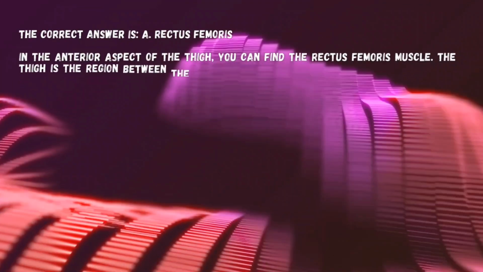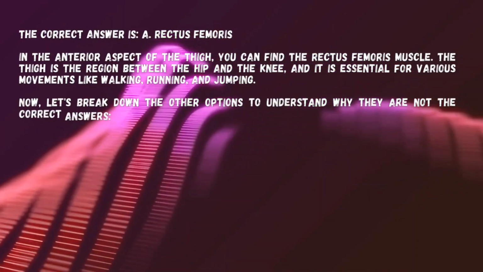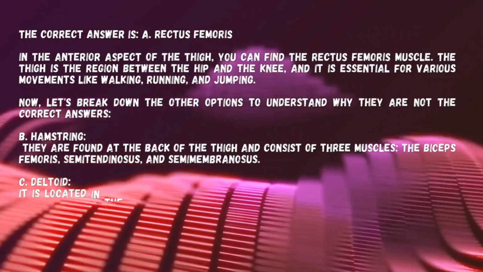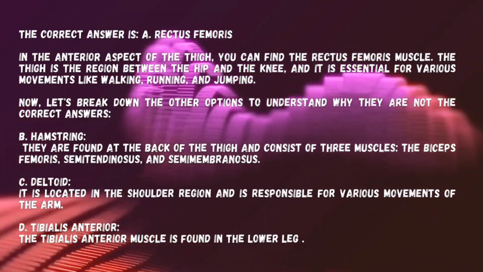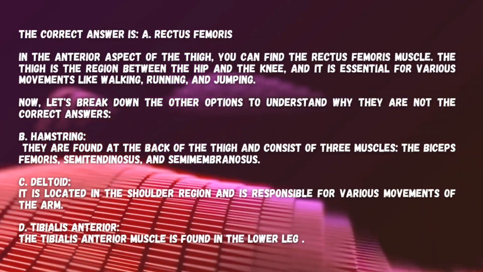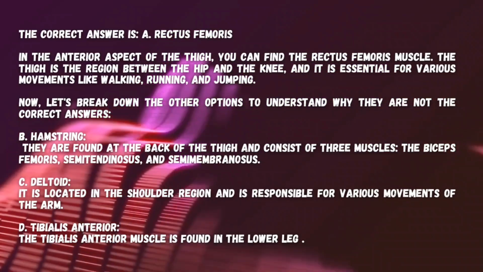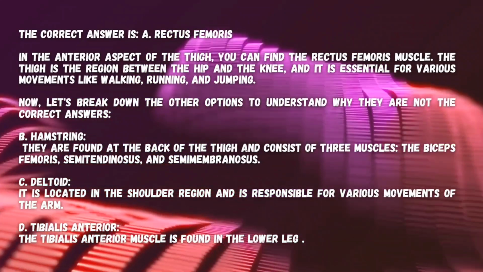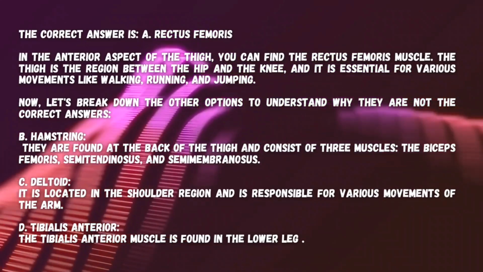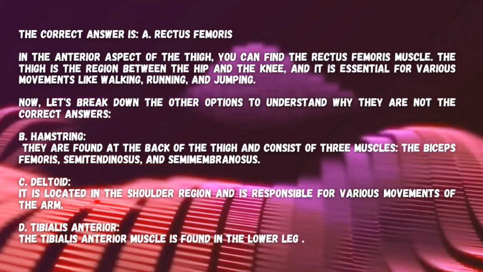The correct answer is A. Rectus femoris. In the anterior aspect of the thigh, you can find the rectus femoris muscle. The thigh is the region between the hip and the knee, and it is essential for various movements like walking, running, and jumping. Now, let's break down the other options to understand why they are not the correct answers.